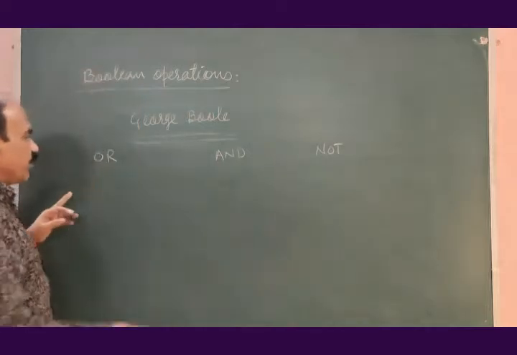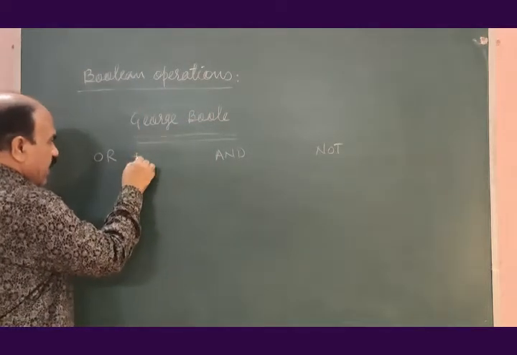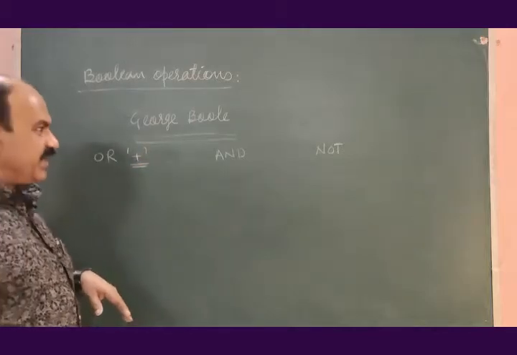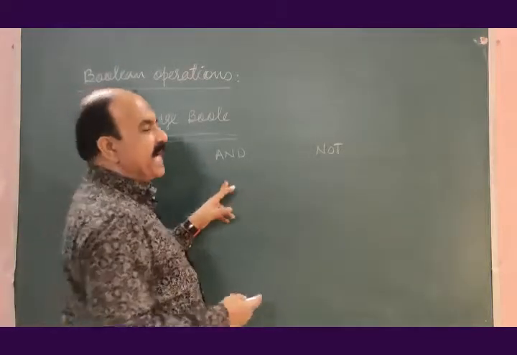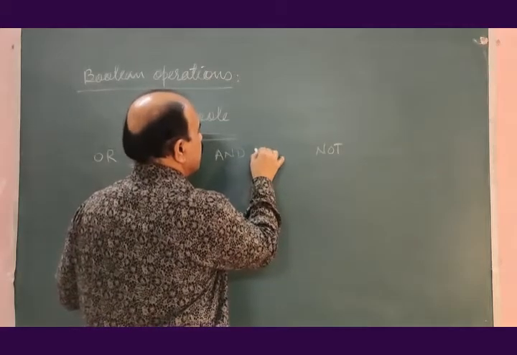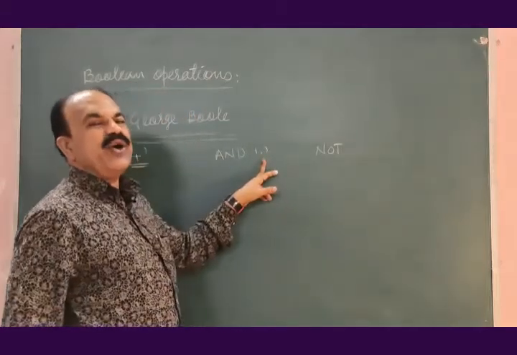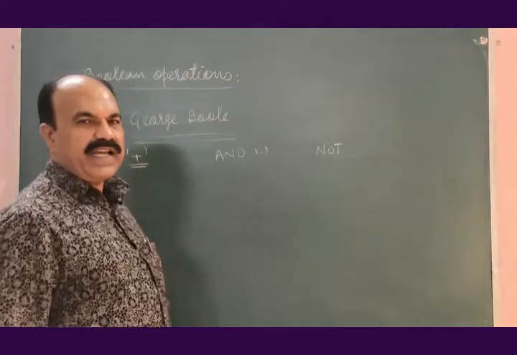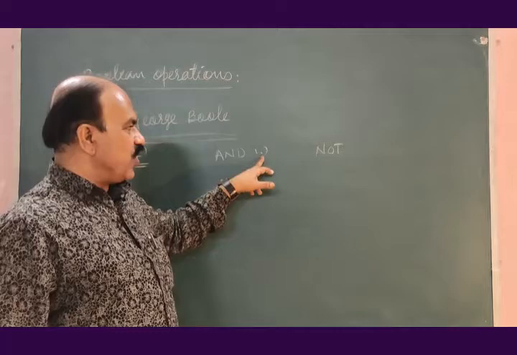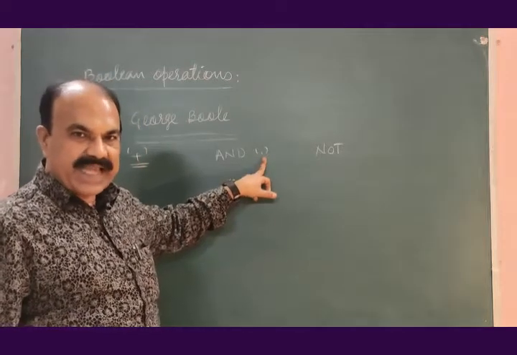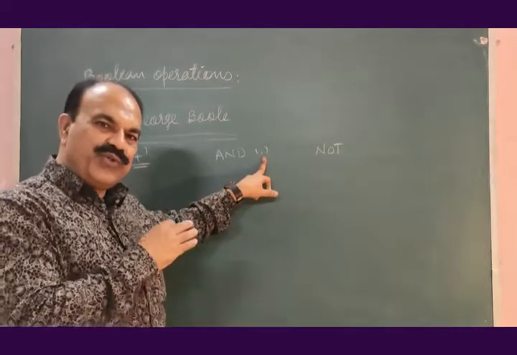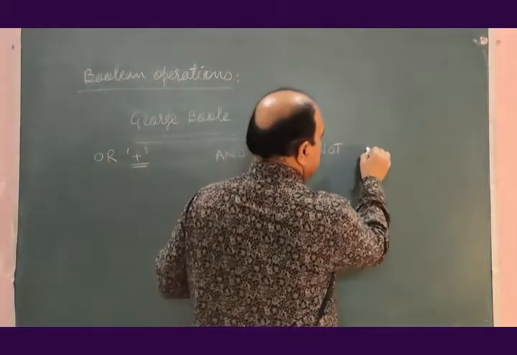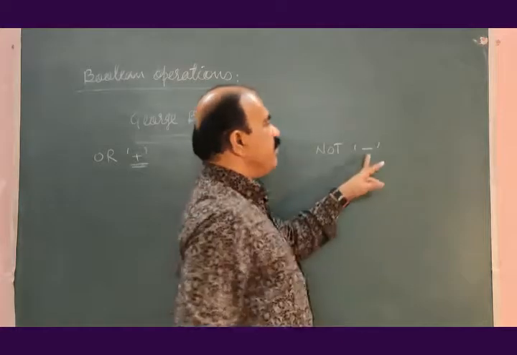To perform OR operation, we need the OR operator. This is the OR operator. To perform AND operation, we need this as the AND operator, or no symbol at all. Either use this dot symbol as the AND operator or don't use any symbol at all. To do NOT operation, the symbol we have to use is bar.